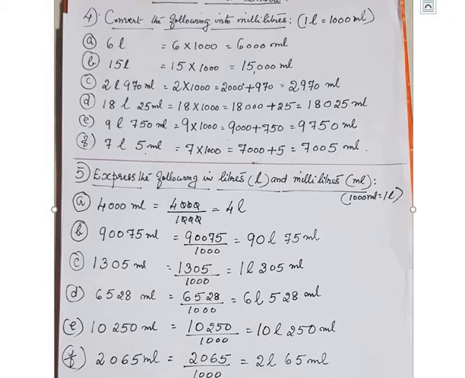2065 upon 1000. So again cancellation is not possible. So we remove 1, 2 and 3 decimal places. So 2.065. 2 point means 2 liter, 065 means 65 milliliter. So this way we can convert the given milliliter into liter and milliliter.